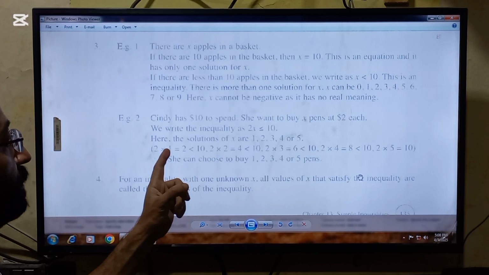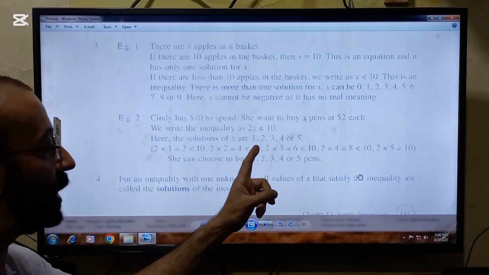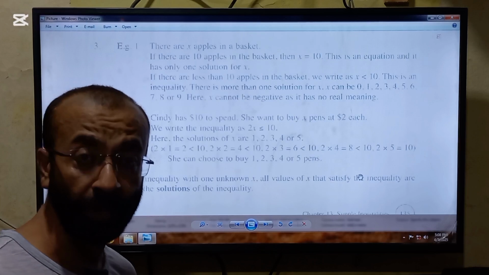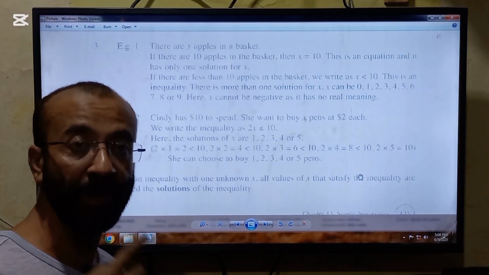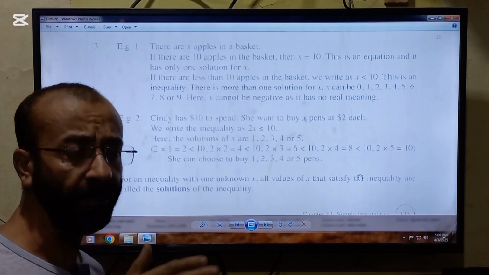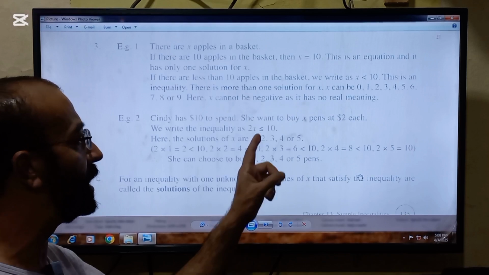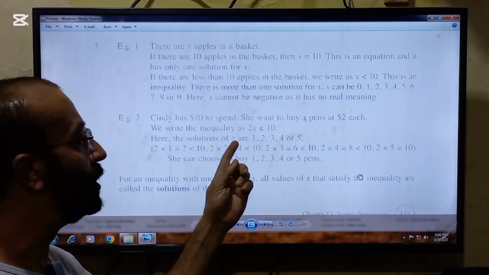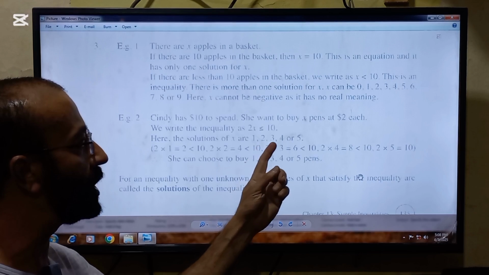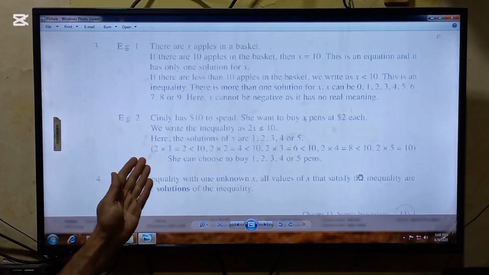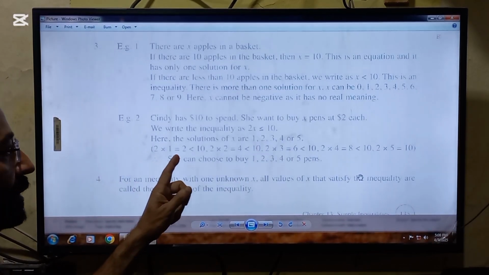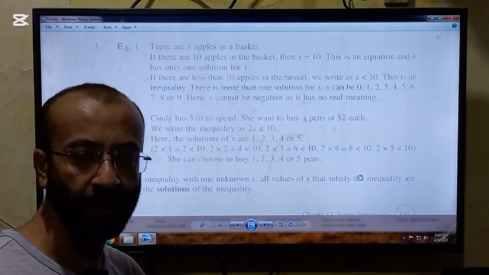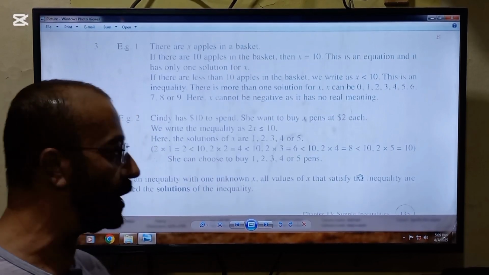So the solutions are 1, 2, 3, 4, or 5, because she wants to buy the pen. So at least she will buy 1 pen, and there may be 2, because here is the inequality. We have to satisfy this inequality now. So the answers may be 1, 2, 3, 4, or 5. That is 2 into 1 will be equal to 2. So she will have to pay $2.